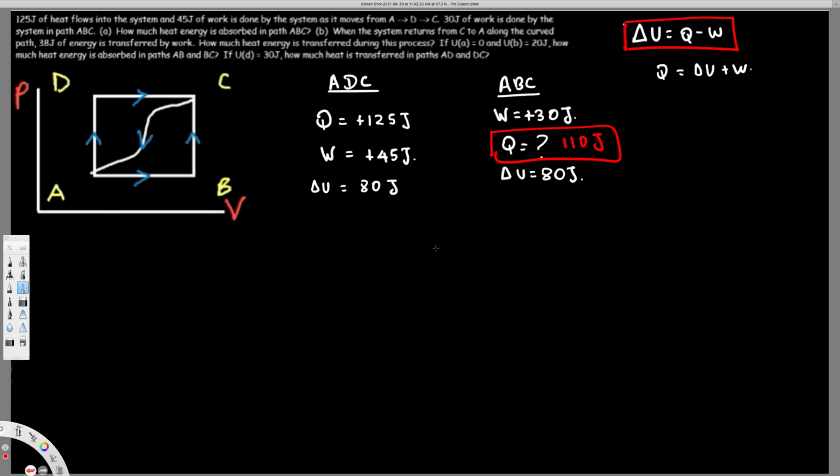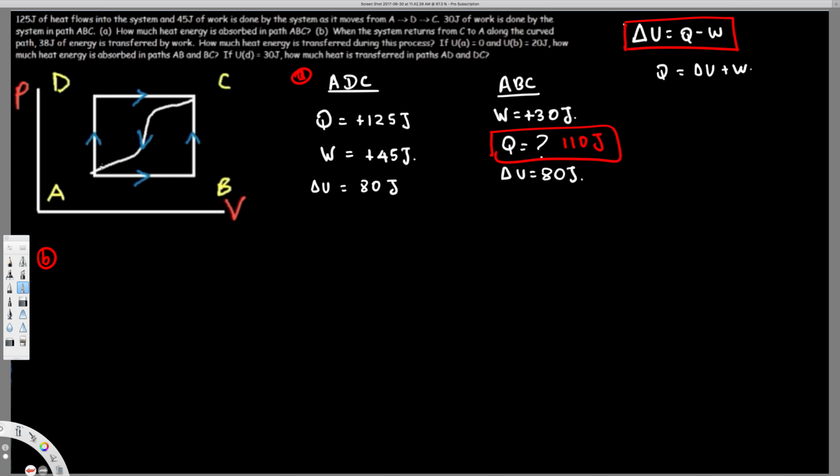Okay, so we are done with the first question. Let's look at the second question. When the system returns from C to A along the curved path, 38 joules of energy is transferred by work. How much heat energy is transferred during the process? So let's say this is our A part, right? And let's do the B part. For the B part, they are saying this one is going from here to here.